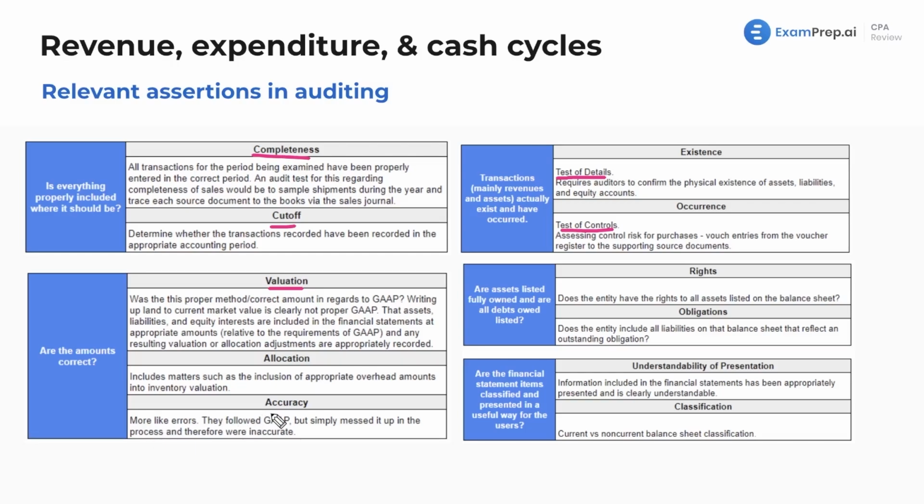So are the financial statements accurate, meaning they're free from errors? The company followed GAAP, the financial statements followed GAAP, but they simply messed up the numbers and they were inaccurate. So that's accuracy.